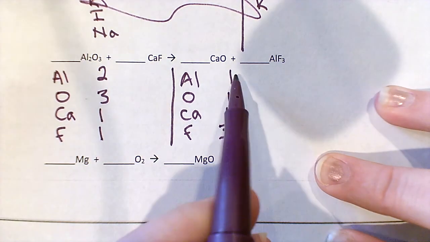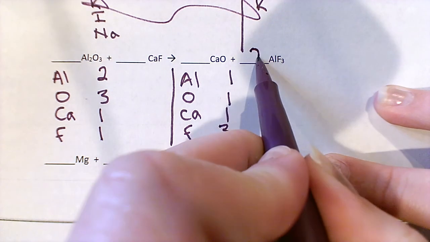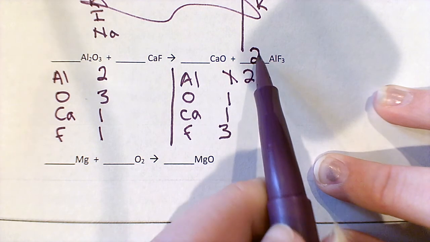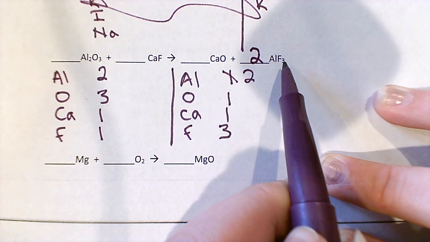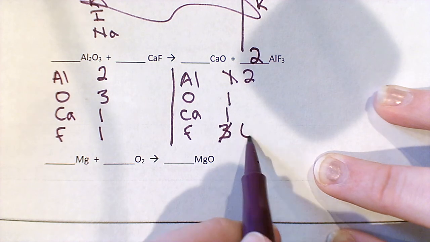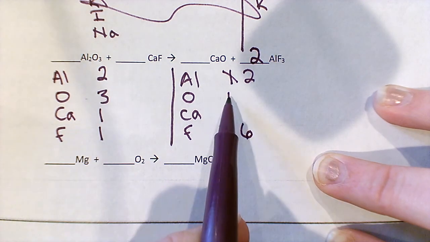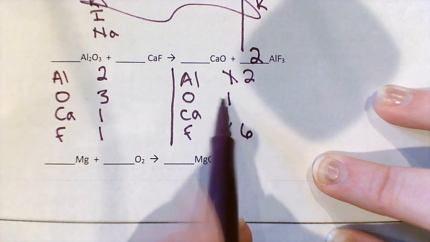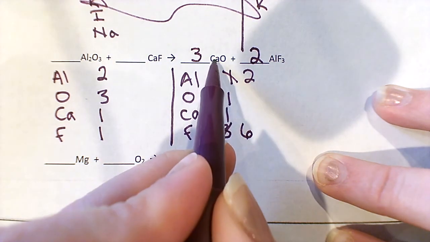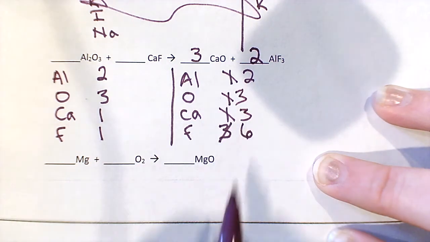Okay, I need twice as many aluminums over here. Okay, for sure. So I'm going to start there. Twice as many aluminums, so I put a 2 there. That would give me the 2 aluminums, but it also would give me twice as many fluorines. So I have 3, I have 2 times 3, so that gives me 6 fluorines. Alright, I have 3 oxygens over here, only 1, so I need 3 times as many over here. So if I put a 3 there, that would give me 3 calciums and 3 oxygens.